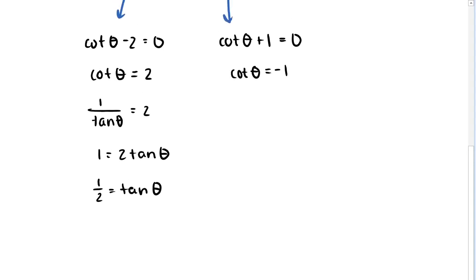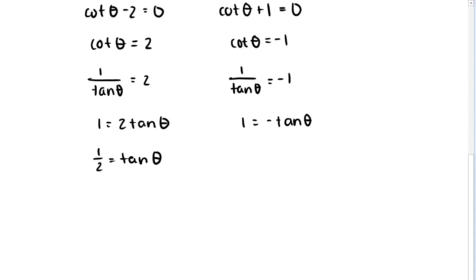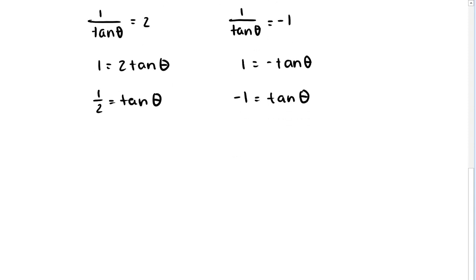And then for cotangent of theta is equal to -1, we can rewrite this as 1 over tangent of theta is equal to -1, or 1 is equal to negative tangent of theta, when we multiply both sides by tangent of theta. And then we can multiply both sides by negative 1 to give us negative 1 is equal to tangent of theta. And so here, this second equation might be a little bit more straightforward to solve.